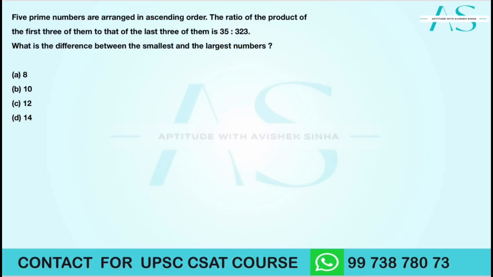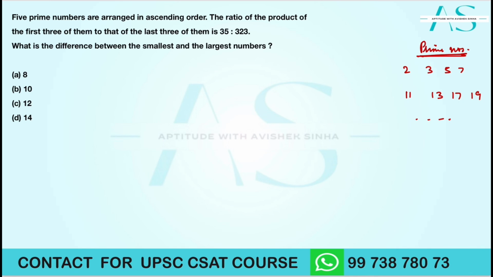Five prime numbers are arranged in ascending order. The ratio of the product of first three of them to that of the last three of them is 35 is to 323. What is the difference between the smallest and the largest number? Okay, so we know prime numbers are basically numbers having only two factors, 1 and the number itself. First prime number is 2, then we have 3, 5, 7, 11, 13, 17, 19 and so on.